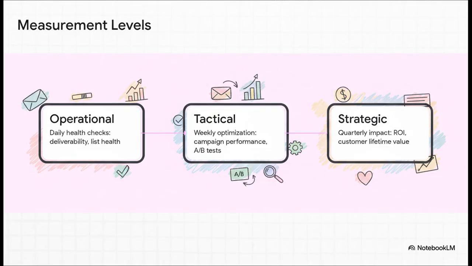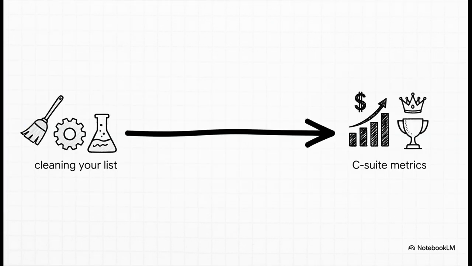You know, a really mature email program measures things on three different levels. Operationally, you're doing those daily health checks. Tactically, you're looking at weekly campaign results and your A/B tests. And then strategically, you're looking at the quarterly and yearly impact on the big stuff like ROI and customer lifetime value. And what's so powerful about this is that it connects everything. That small operational task you do, like cleaning your email list, it ladders all the way up to those big picture metrics that the leadership team really cares about. It makes sure every single thing you do is pushing you towards your final destination.